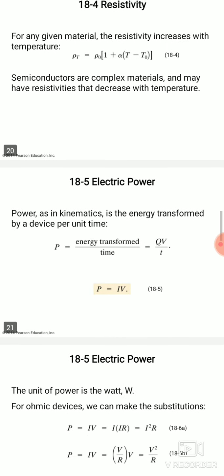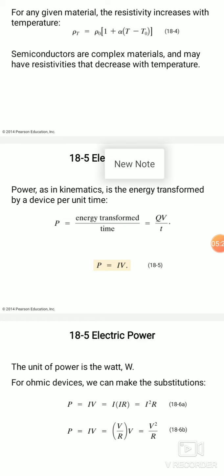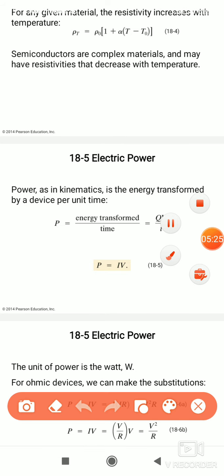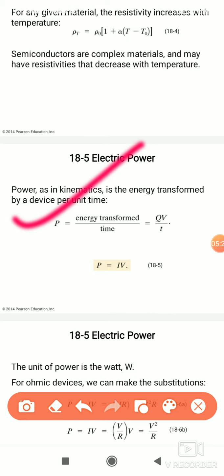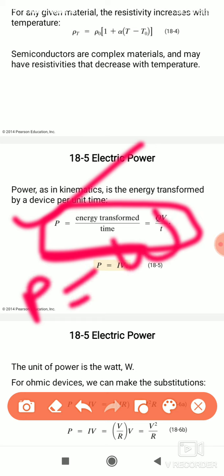Lastly, we'll come to electric power. Dear students, electric power is related to electric energy. Electric power means the energy transferred by a device per unit time. How much energy is transferred in a unit time is known as the power of the electric circuit or electric device. So with the help of this, we get P is equal to W upon T.